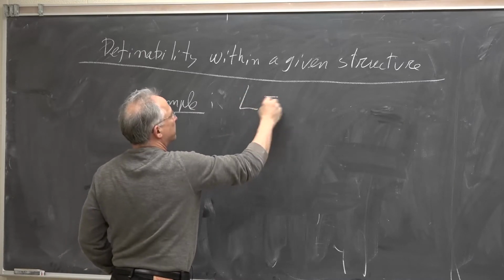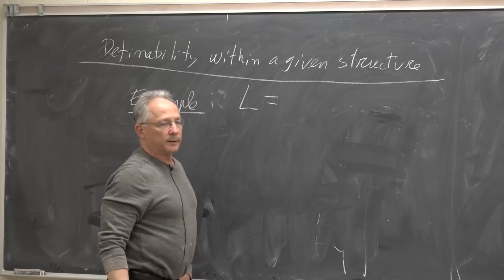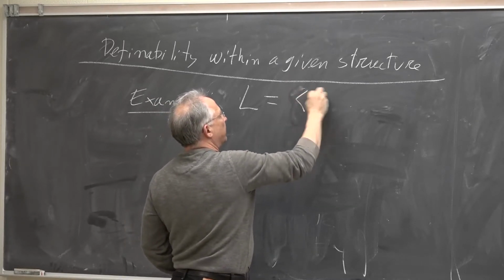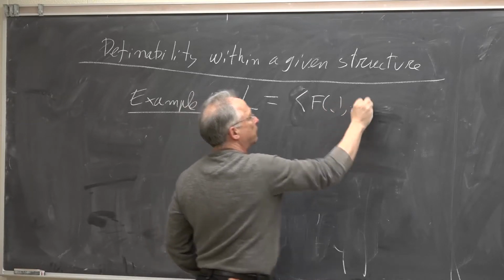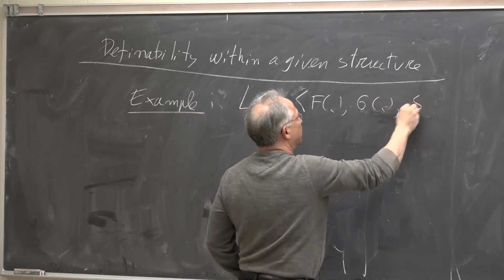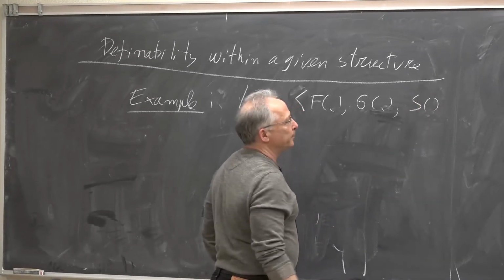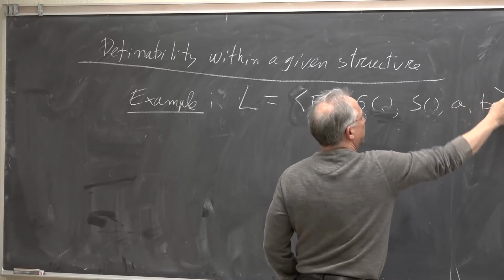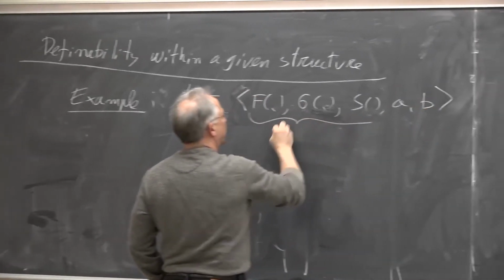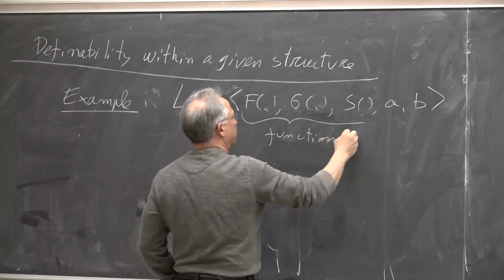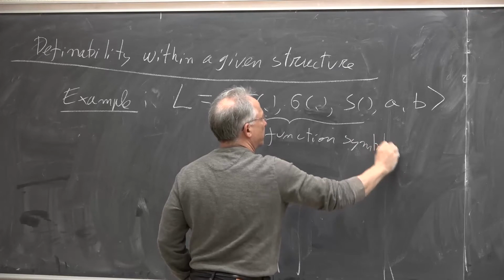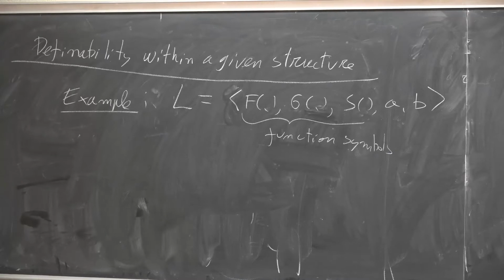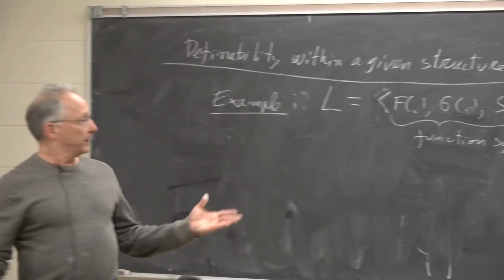let my language be similar to what we just had. So I'll have my language with f, a two-place function, g, a two-place function, even a one-place function s, and a and b, and no relation. So those are function symbols, and those are constants. We always have to state explicitly whether it's a function symbol or a relation symbol, because the notation is the same.